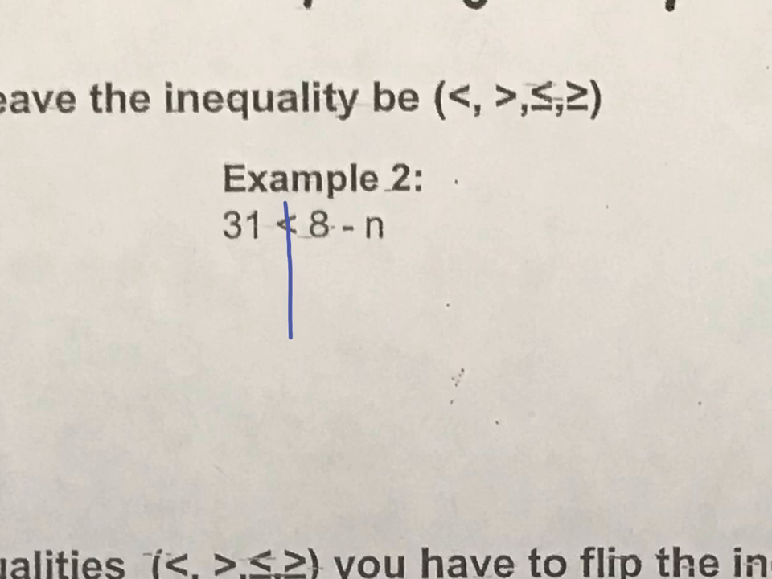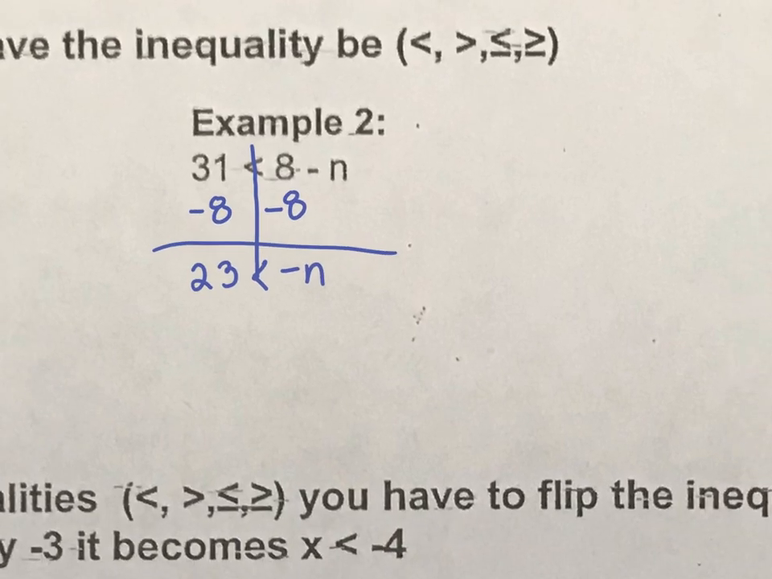Well, it's already positive, so what's the opposite of positive 8? Negative. So minus 8. Okay? Minus 8. Now, I'm going to show you something. It leaves us negative n over there. If I drop down my sign, and then 31 minus 8 is 20. Nope, no. 23. Sorry, 23. Okay, 23.